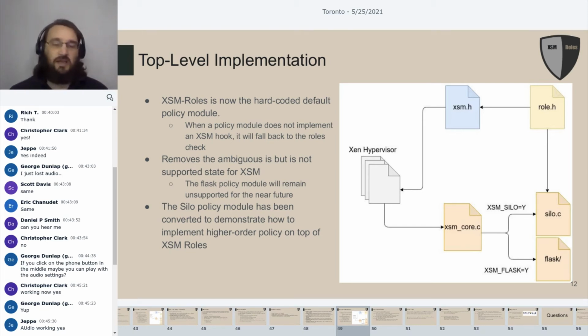And then in role.h, we took out the default action routine that used to be in dummy.h, and we brought it here, so that this is the static default role policy. This will actually make all those role decisions as the XSM hooks are invoked.